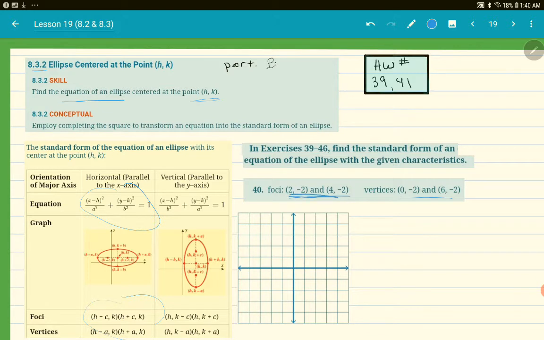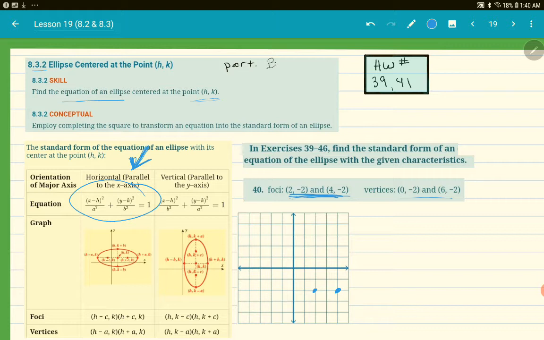So I'm going to plot my foci in blue. I have (2, -2) and (4, -2). Just seeing that those foci line up horizontally, I now know that this is a horizontal ellipse. The major axis is going to be in the x direction. It's going to be a horizontal major axis, so I know it's going to be this equation.